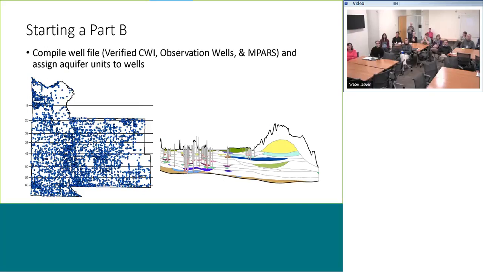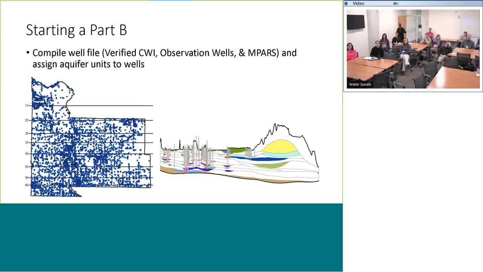After we're done with that, we start compiling a file of wells. We're looking at a point file in GIS. We compile a well file by starting out with all of the verified CWI locations across the county. And then with that file, we look in a little more detail at wells that the DNR manages. So we'll look at observation wells and MPARS, which is our permitting wells file, and we'll integrate that data in and do a little more due diligence on location verifications on those wells specifically, to get the best possible locations based on our judgment.